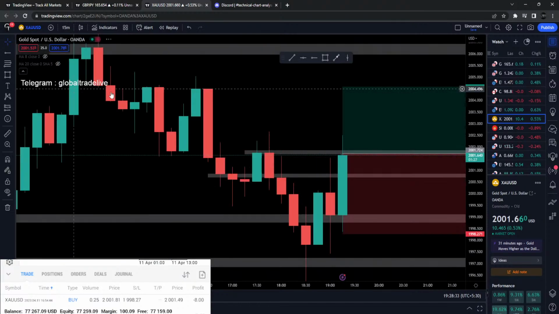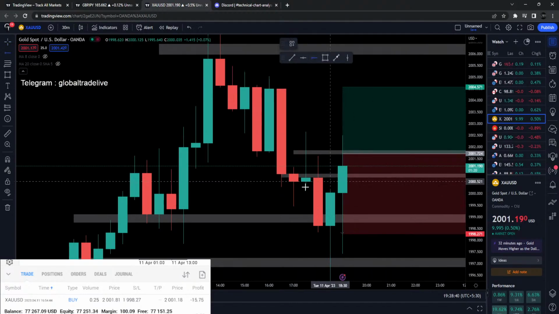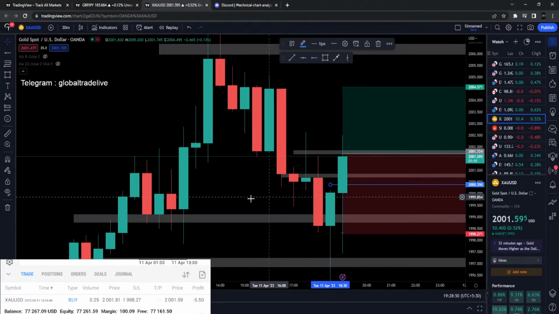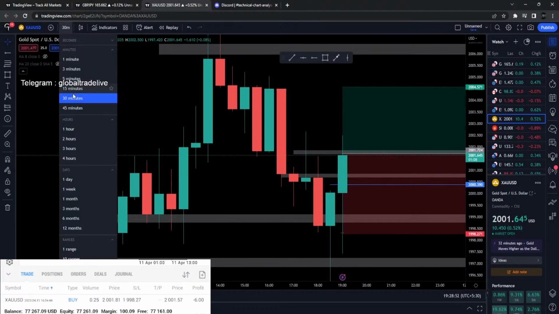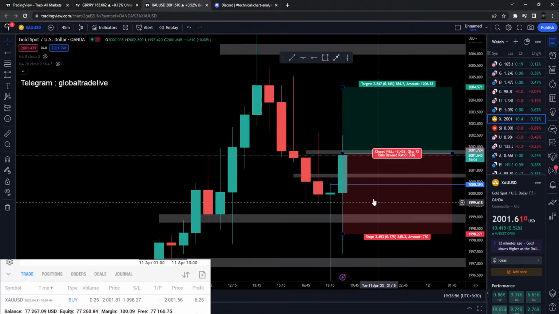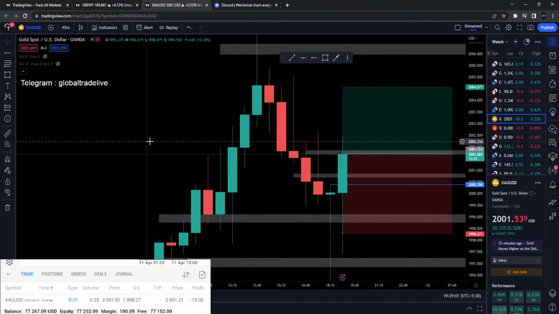So let me just tell you where I'm gonna close the other half. Let me just draw a line over here. I think once it comes below this area over here, I'm gonna close another half. Yeah, so that will be the wick of the previous candle in the 45-minute.